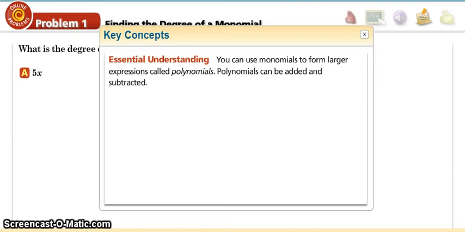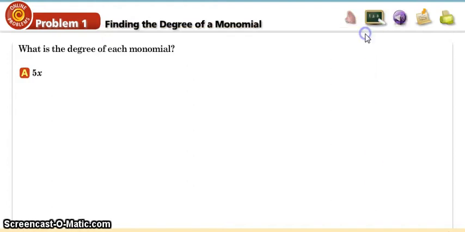We are starting our next unit, which is polynomials and factoring. You can read the essential understanding there for the key concepts for this first part of this unit. You can use monomials to form larger expressions called polynomials, and polynomials can actually be added and subtracted. There's other things you can do with polynomials, but that's what we're going to focus on first.